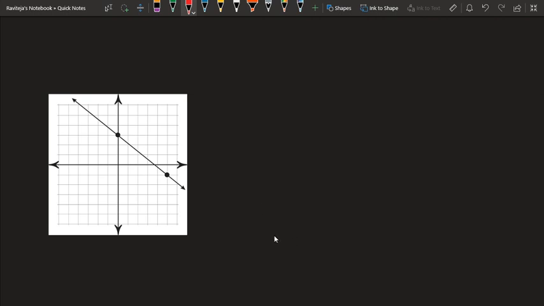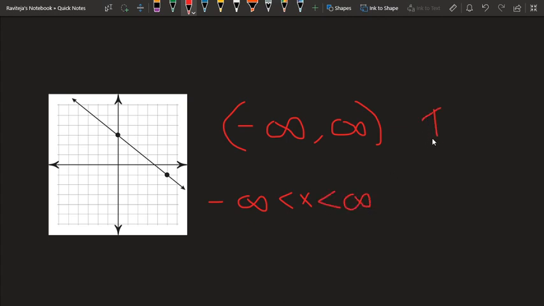So that's why our interval notation for this example would simply be negative infinity, comma positive infinity. And our inequality notation would just be negative infinity is less than x, which is less than positive infinity, just like in the number line example we did. Notice how there are arrows on both sides of the line, and when it is like that, then you know that the interval notation would be negative infinity, positive infinity. And the inequality notation would be negative infinity is less than x, which is less than positive infinity.